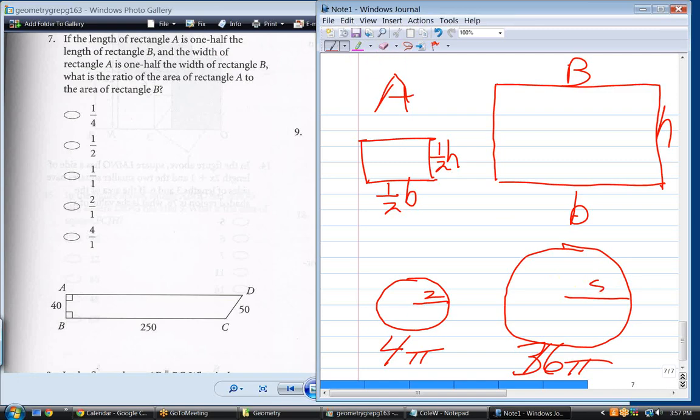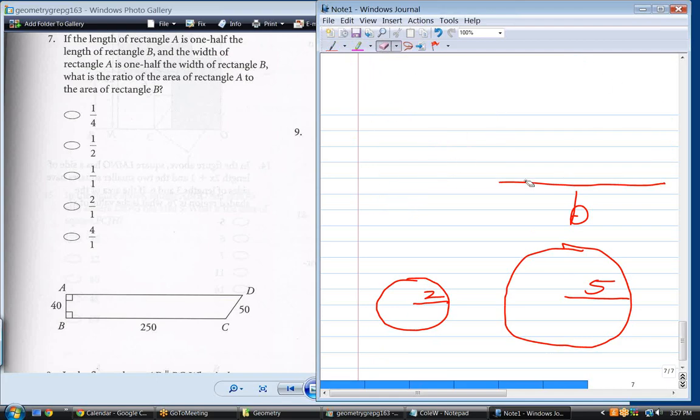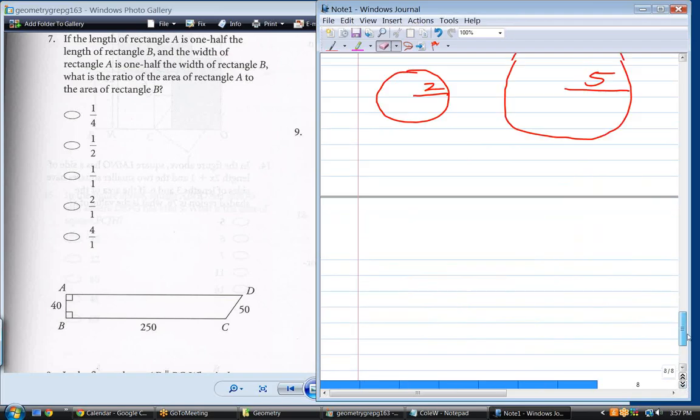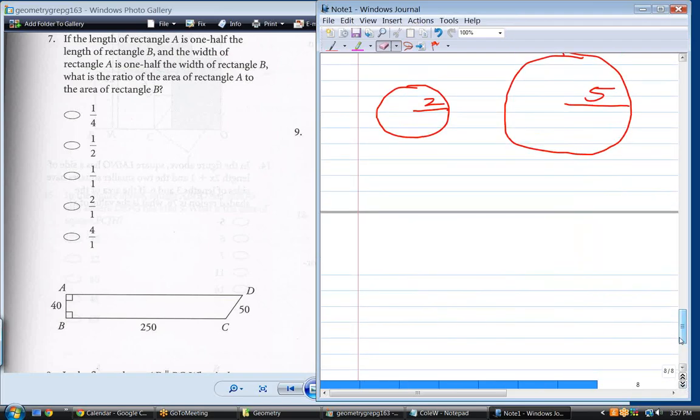Let's make it 5. What's the linear ratio, circle B, the big circle, to the little circle? 2.5 to 1. Well, 5 to 2 is the simplest way to put it. In other words, one's radius is 5, the other's radius is 2. That's a 5 to 2.